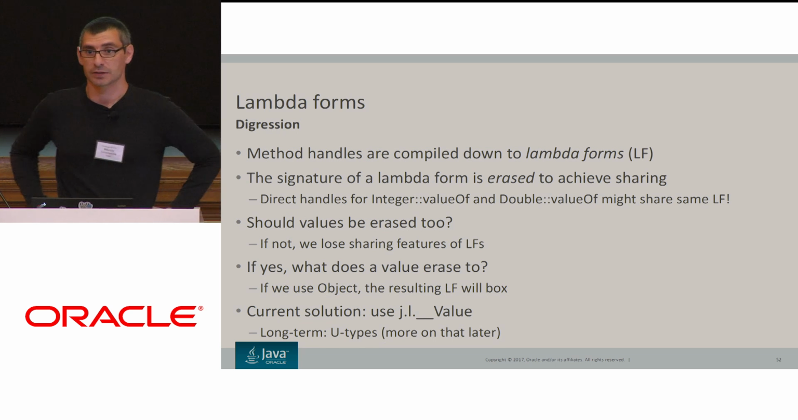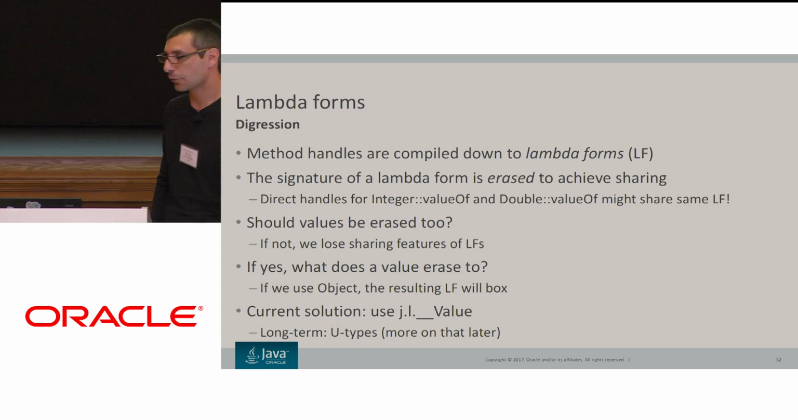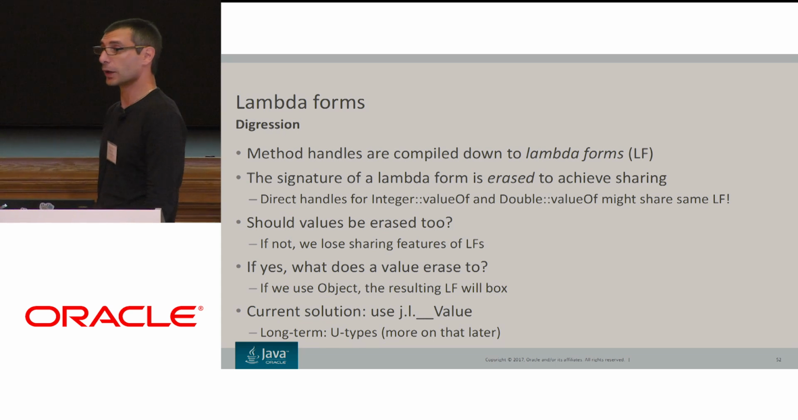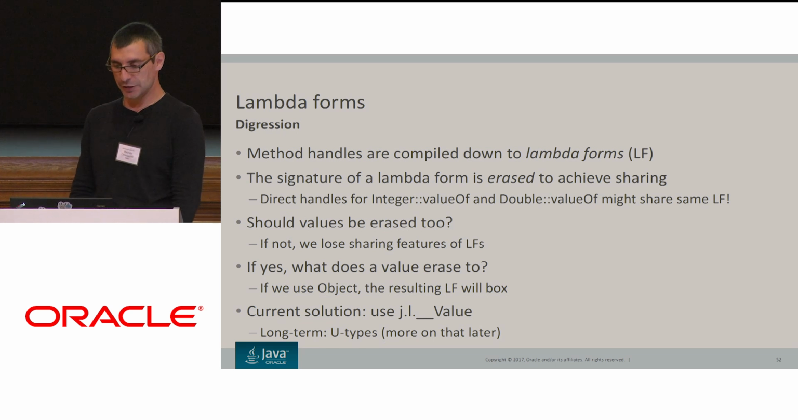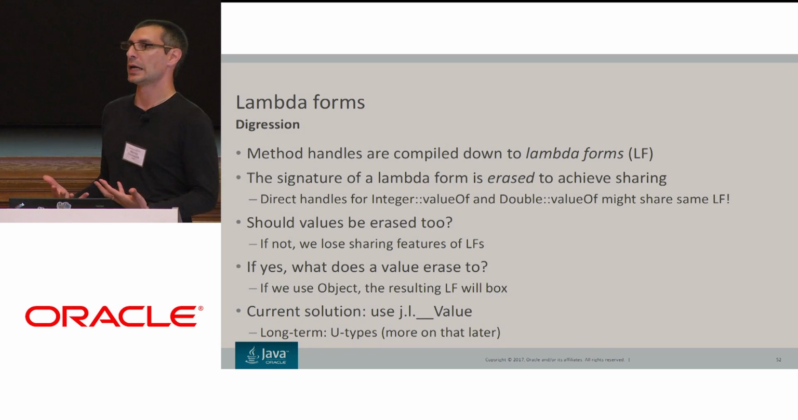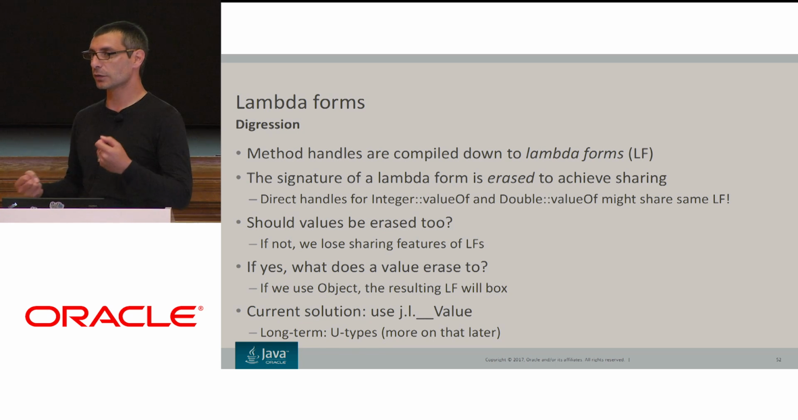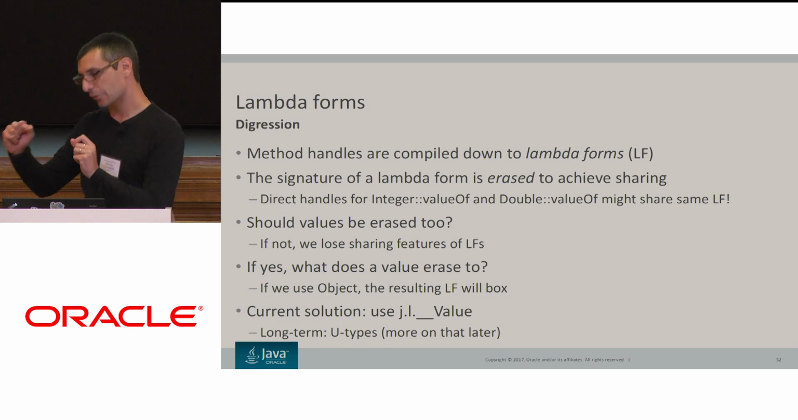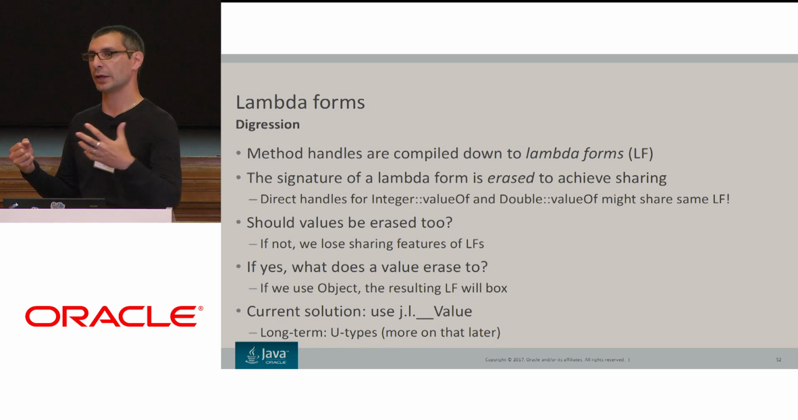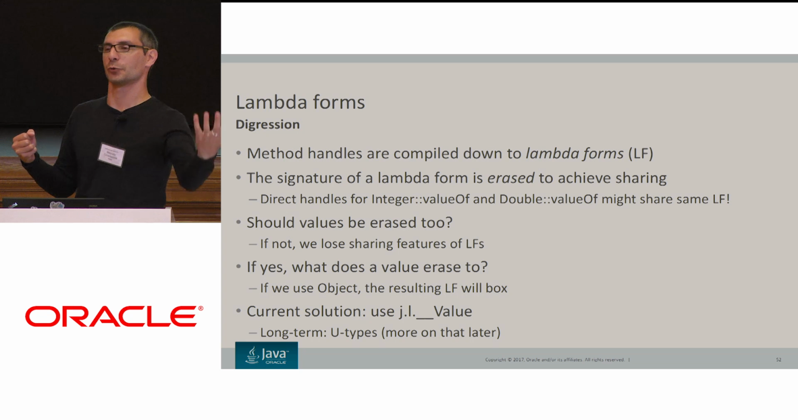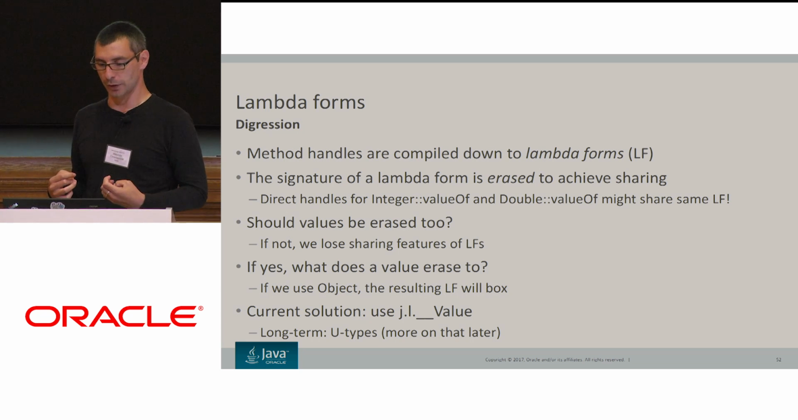Lambda forms, that's a tricky problem. As you know, method handles are compiled down to Lambda forms, which is good because it means that different method handles can share the same underlying representation, but the way this is done is through erasure, once again, which means that basically the signature of Lambda forms doesn't make any distinction between whether they are operating on an int or on a string versus a runnable. The same Lambda form can be used.